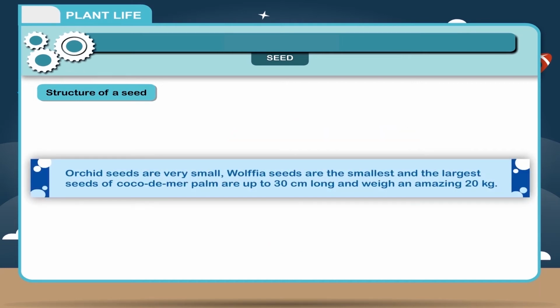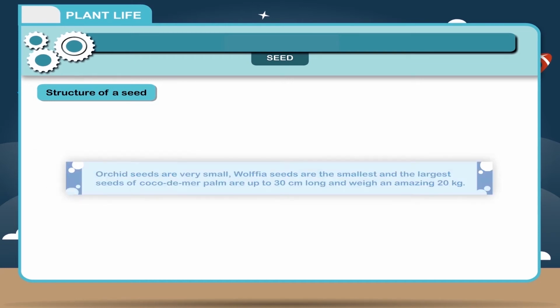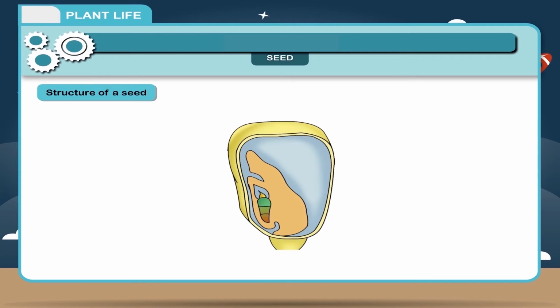Orchid seeds are very small. Wolffia seeds are the smallest, and the largest seeds, of the coco de mer palm, are up to 30 centimeters long and weigh an amazing 20 kilograms. The plumule, on the other hand, develops into the shoot. The cotyledons contain food material for the new plant.